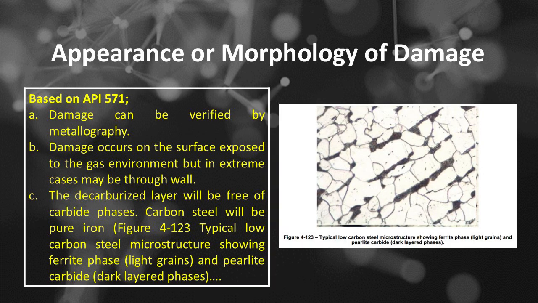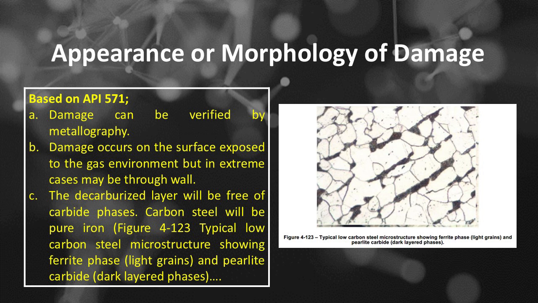Appearance or morphology of decarburization damage based on API 571. Number A, damage can be verified by metallography. Number B, damage occurs on the surface exposed to the gas environment but in extreme cases may be through wall. Number C, the decarburized layer will be free of carbide phases. Carbon steel will be pure iron.